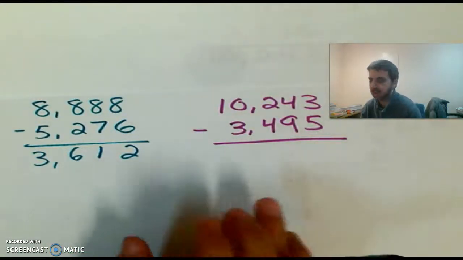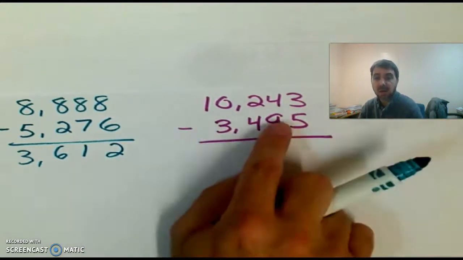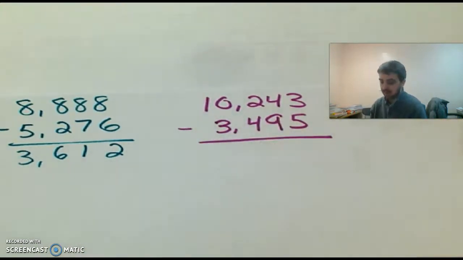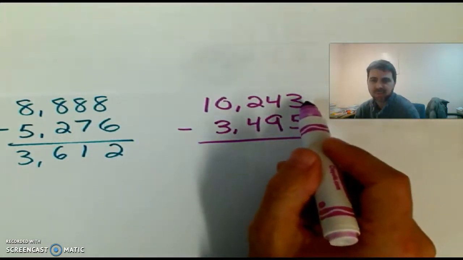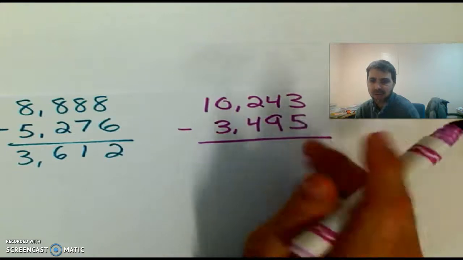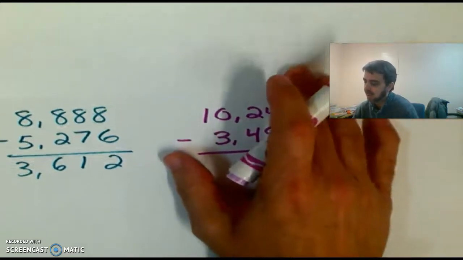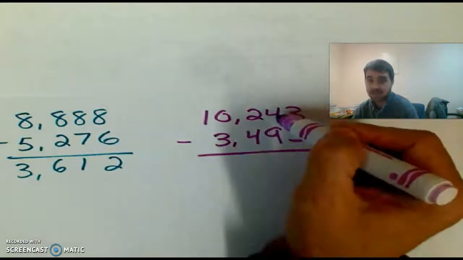Okay, that works. Now this problem is going to be a lot more challenging because there is a lot more regrouping. So, if I have 3 pieces of candy, I can't just take 5 from that, right? So what I'm going to do is I'm going to go to my tens place.